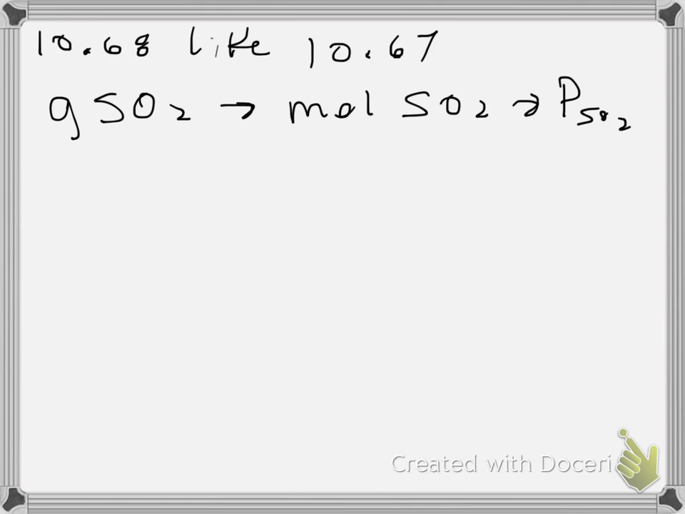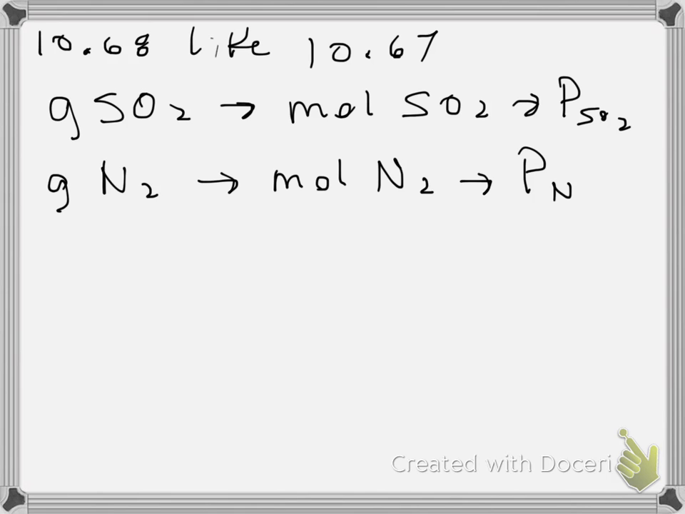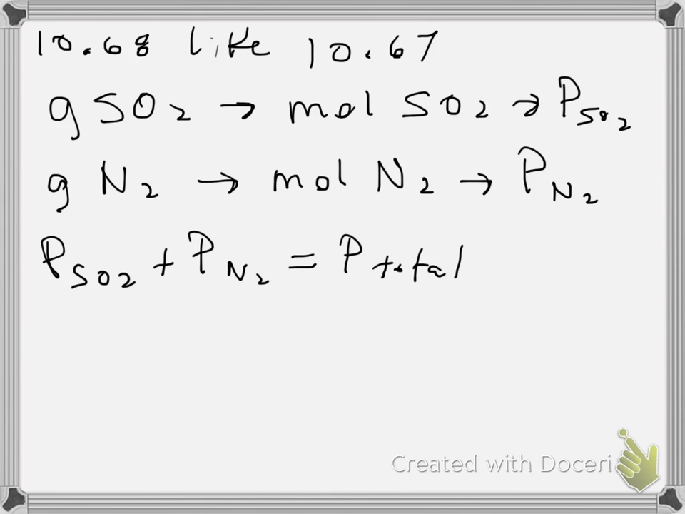Okay? Then you do the same thing with nitrogen gas. So you've got the grams of nitrogen gas, you have to convert that to moles, and then once you get that, you can use the ideal gas equation to get the pressure of nitrogen gas, which was part B. And then to get the total for part C, it's just the idea of partial pressures again. So pressure of sulfur dioxide plus nitrogen gas is going to equal the total pressure in the container.